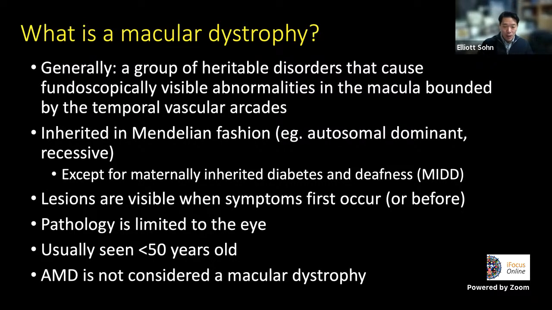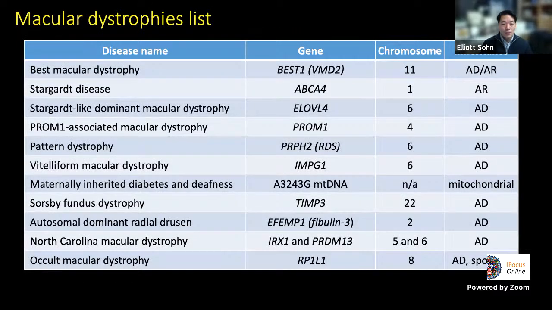This is in contrast to something like AMD, which is not inherited in a Mendelian fashion, and certainly is not considered to be a macular dystrophy. So here's a list of macular dystrophies that have the gene names there, as well as a chromosome and the inheritance pattern. As you can see, the inheritance pattern for the vast majority of these is autosomal dominant, except for Stargardt disease. Stargardt disease is autosomal recessive. There's a certain form of Best disease with BEST1 mutation where it is autosomal recessive. We're going to talk about that as well.